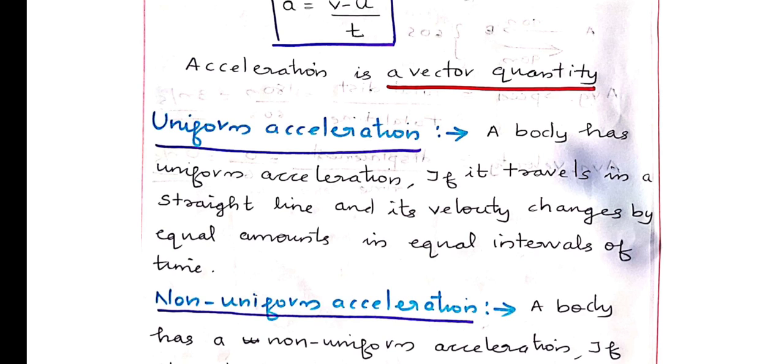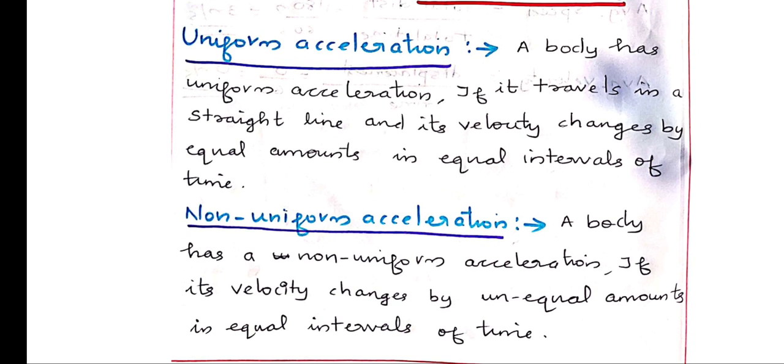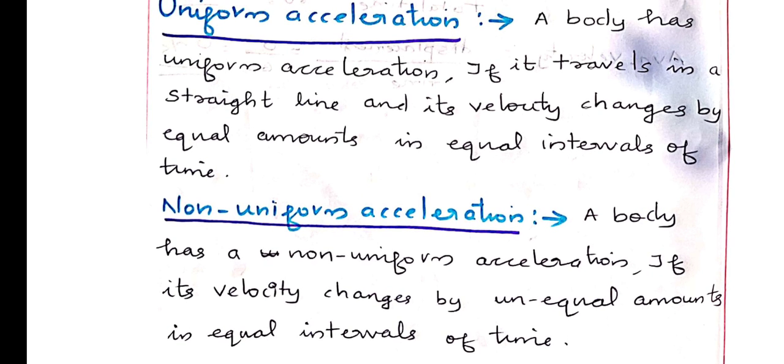So what is non-uniform acceleration? It is when a body's velocity changes by unequal amounts in equal intervals of time. Underline that statement: velocity changes by unequal amounts in equal intervals of time.